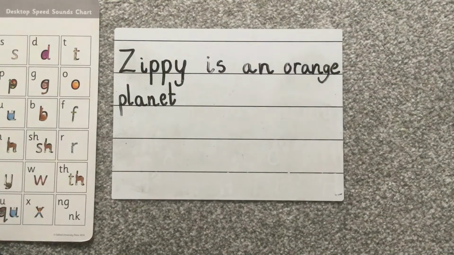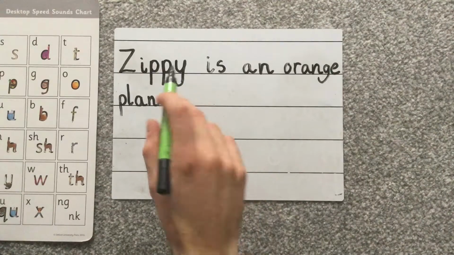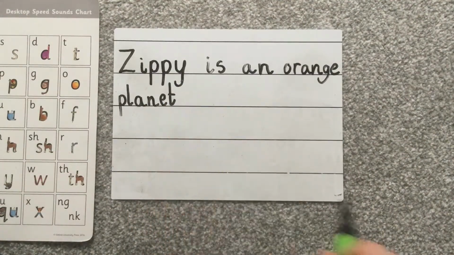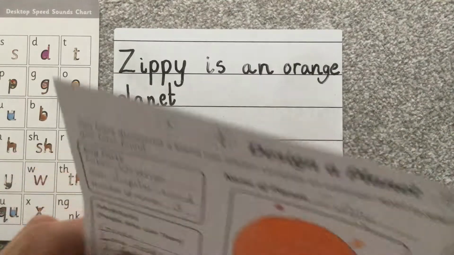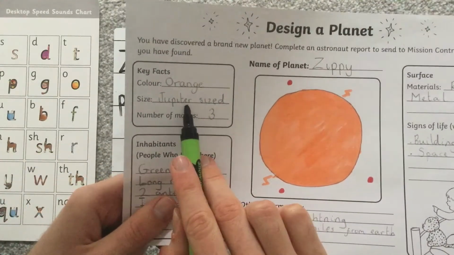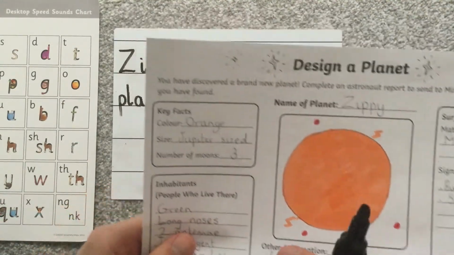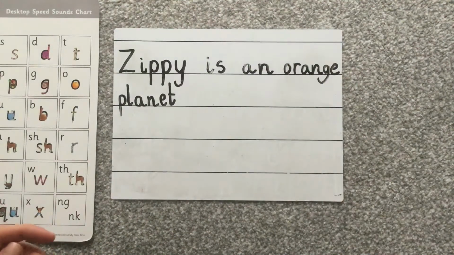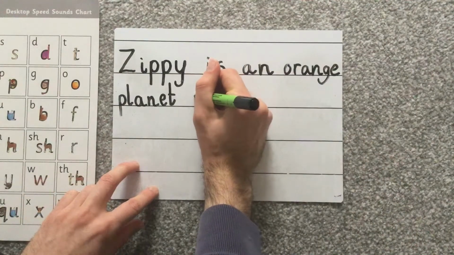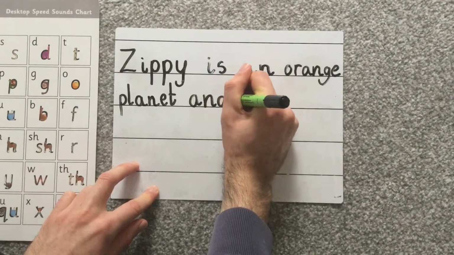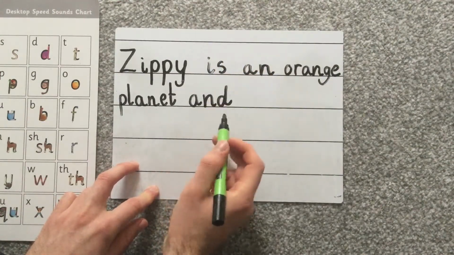So now I want to add another piece of information and I'm going to connect my ideas with the word and. Zippy is an orange planet and is the size of Jupiter. And I've got my idea Jupiter size there. I've just changed the words slightly so that my sentence makes sense. Zippy is an orange planet and. This word helps us join our ideas together.